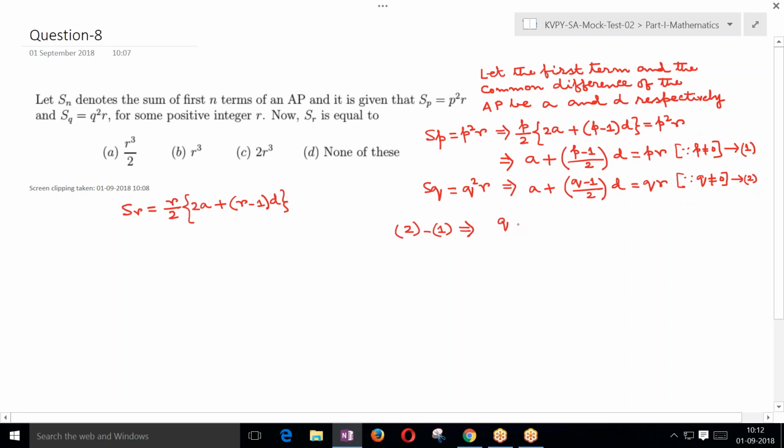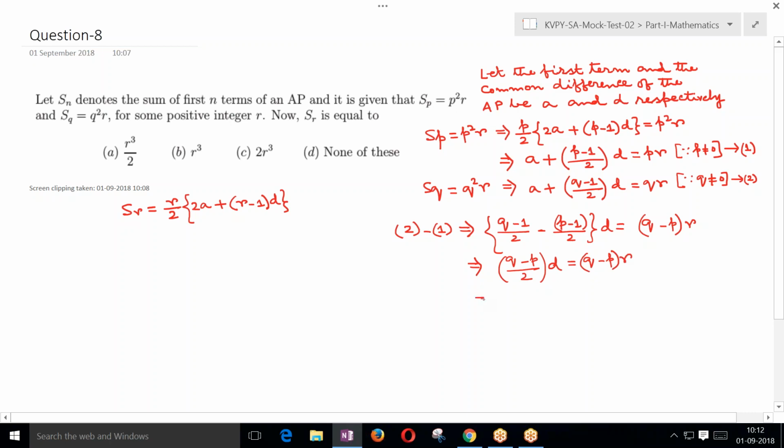So (Q minus 1)/2 minus (P minus 1)/2 into D is equal to (Q minus P) into R. If you simplify further, you will get 1/2 into (Q minus P), so (Q minus P)/2 into D is equal to (Q minus P) into R.